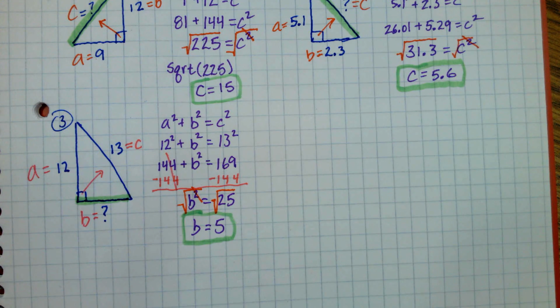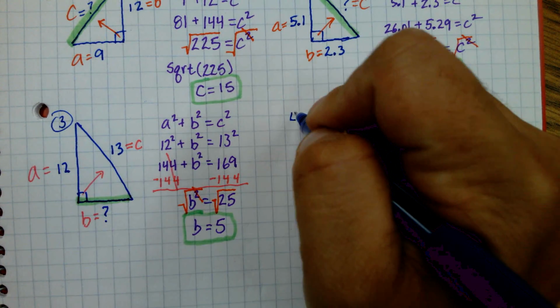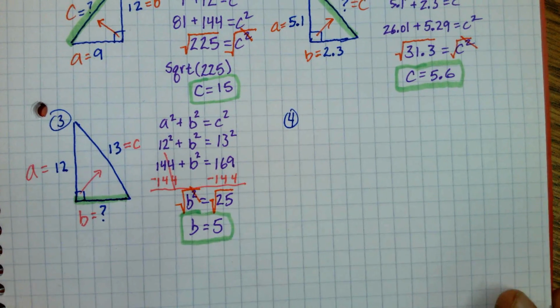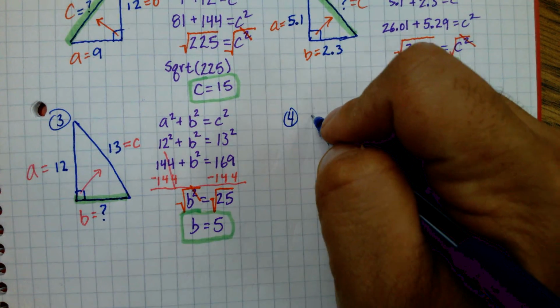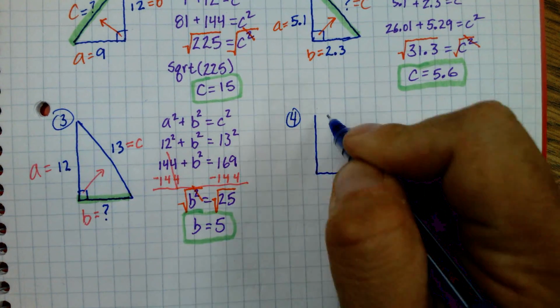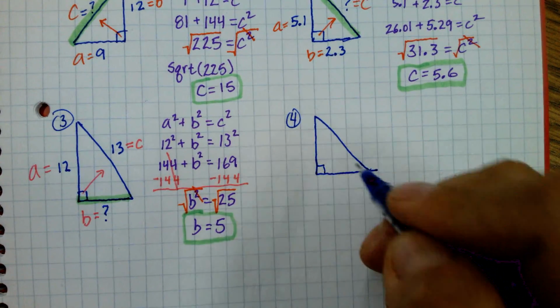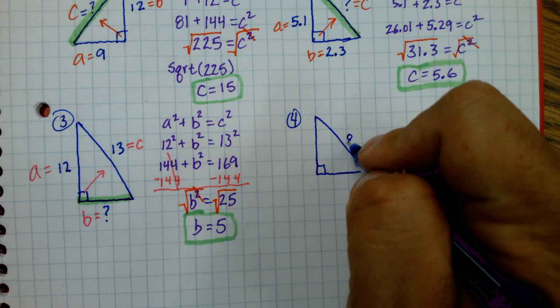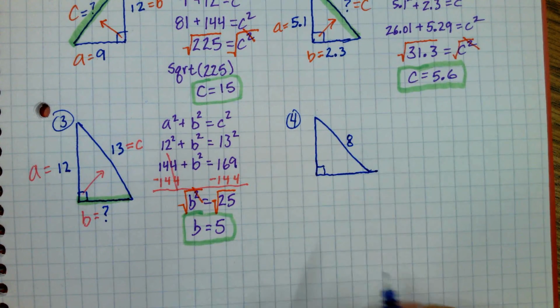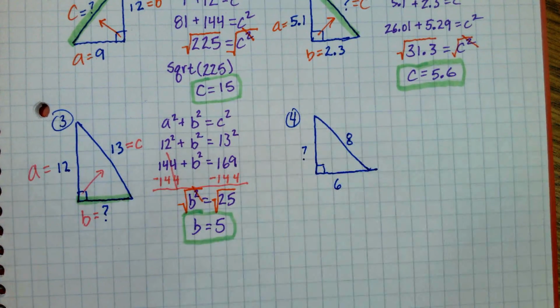You guys ready? Let's try another one. Number 4. Let's say we have another right triangle. Something like this. Let's say this is 8. This is 6. This side we don't know. Okay. Go ahead and write that down.